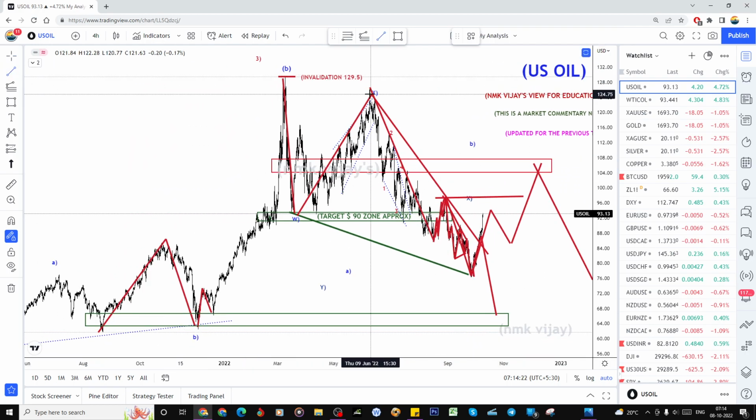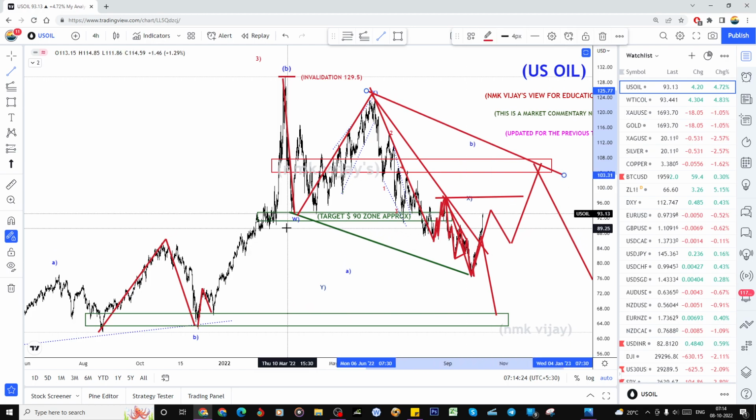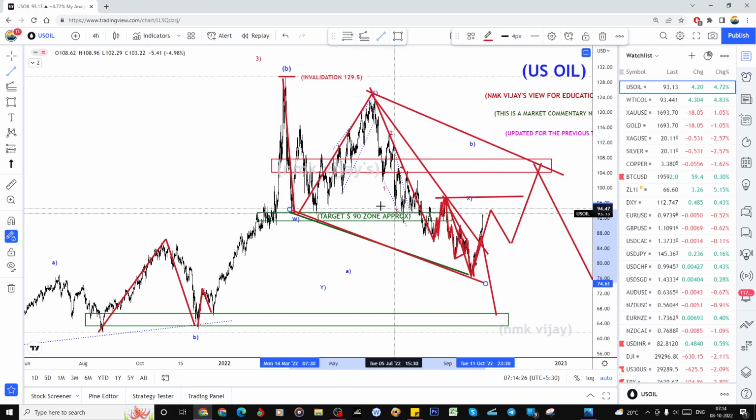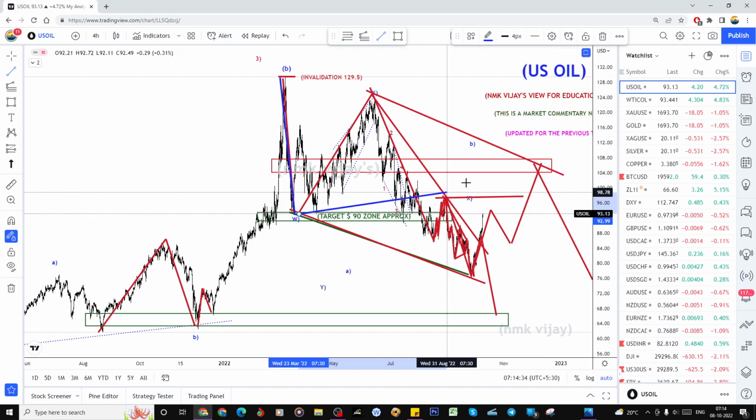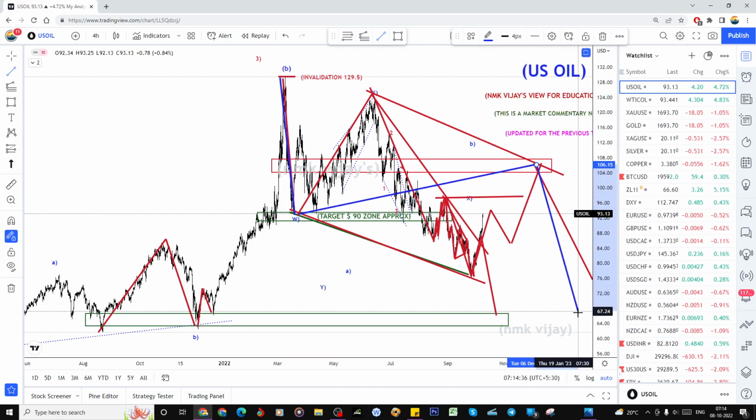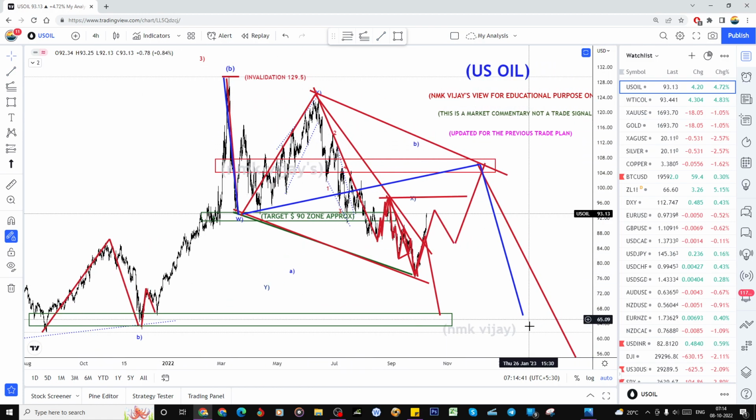So what is the bigger picture? In the bigger picture, this is A, B, C. This is the one A, we can make it green, or blue. This is the B and one more C. So A, B and C, I'm looking for the target 64 in the bigger picture. So until then, this is a buy.